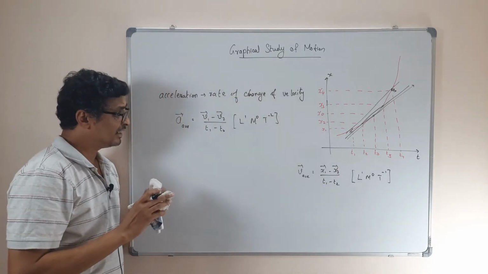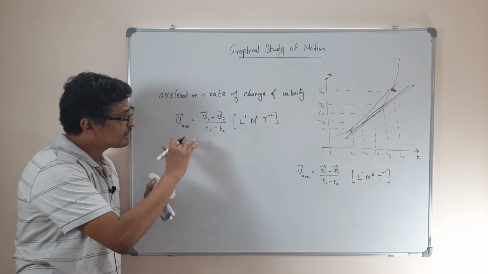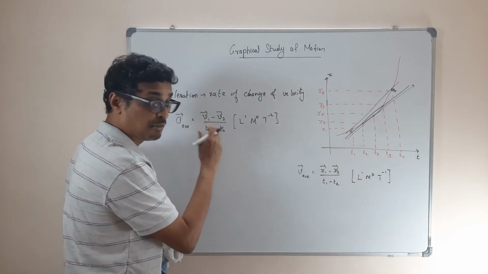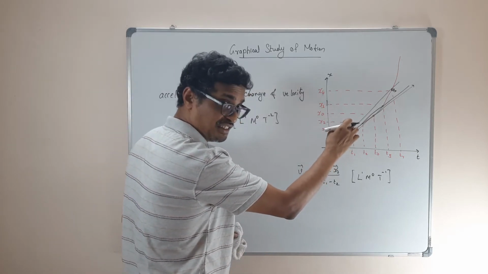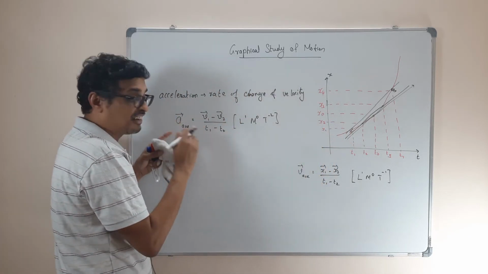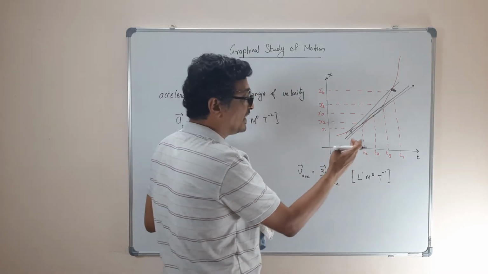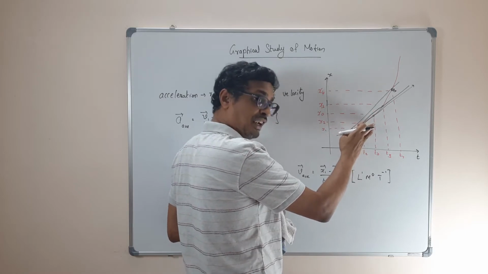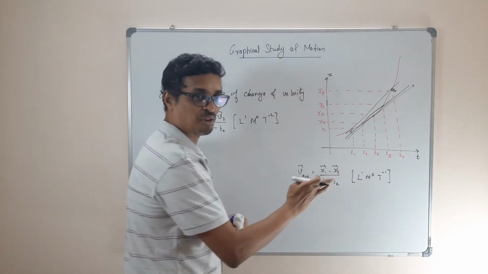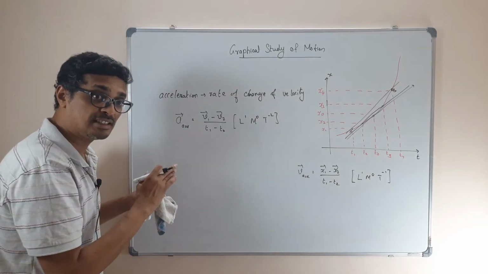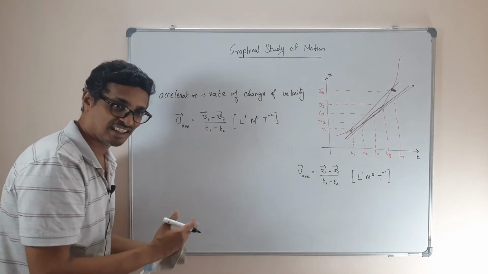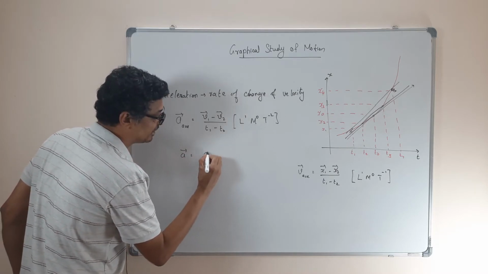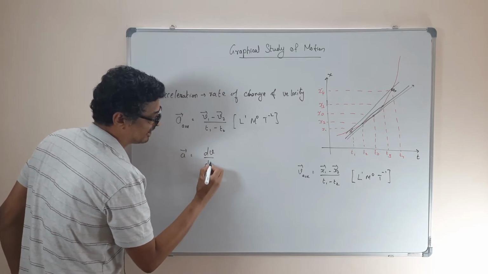Okay, this is the average acceleration between two times. But remember, this v1 and v2 will be the instantaneous velocities. When you want to define an average acceleration between two different times, it is the instantaneous velocity at t1 minus the instantaneous velocity at t2 divided by t1 minus t2. Similarly, I can define an instantaneous acceleration also. I will call that a, and if you remember, it is dv by dt.